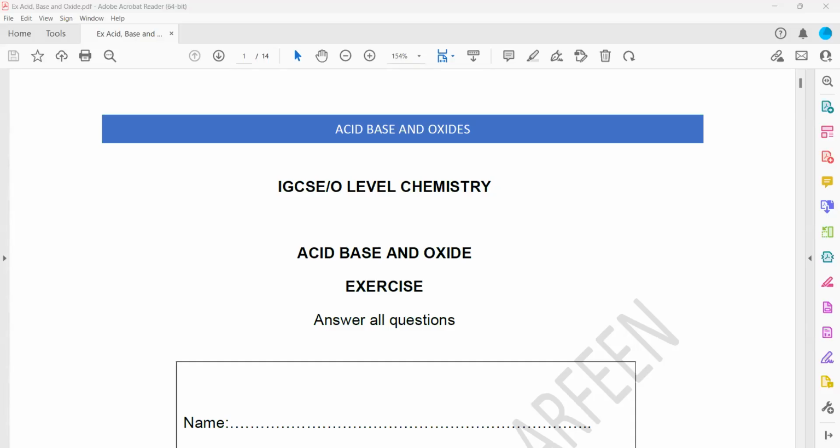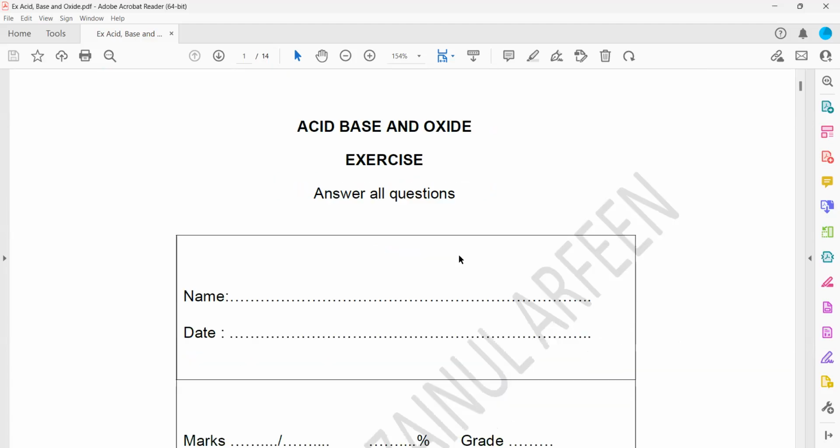Good evening, everyone. This is an exercise related to acids, bases, and the types of oxides. In this session, I'll solve half of this exercise.